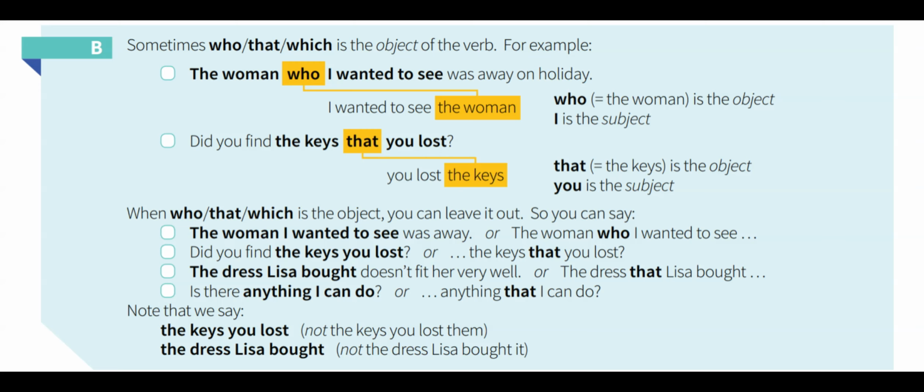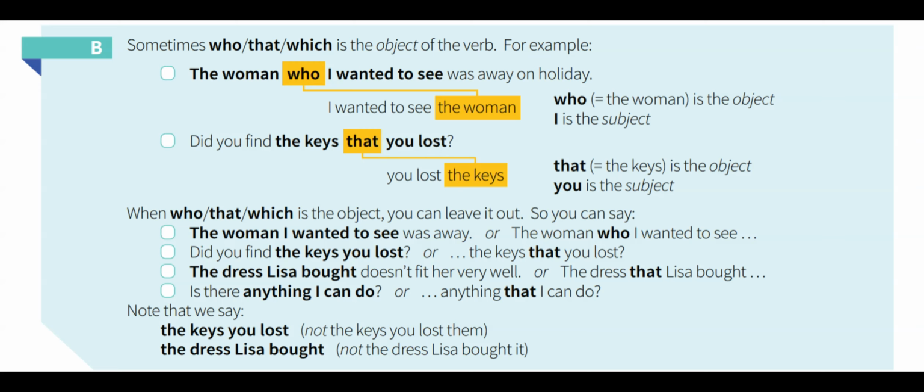Here it says, when who, that, or which is the object, you can leave it out. So you can say, the woman who I wanted to see was away, or the woman I wanted to see was on holiday. Did you find the keys you lost, or the keys that you lost? The dress Lisa bought doesn't fit her very well, or the dress that Lisa bought does not fit her very well. Is there anything I can do, or anything that I can do?